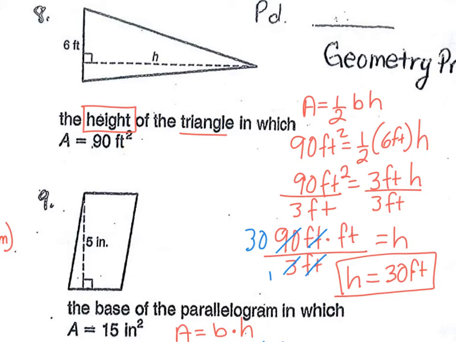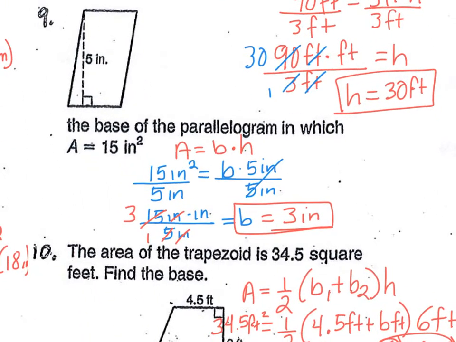So far, so good. Okay, number 9, you need to find the base, and they're giving you the area. The area is 15 square inches. You don't know what the base is, but the height is 5 inches. So you divide by 5 inches, cancel out one of the inches, reduce the 15 and the 5, that is 3, so the base is 3 inches.